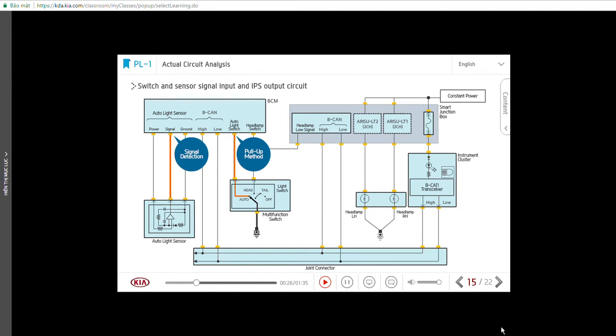When the auto light sensor value is 1.8 volts or below, the BCM determines that it needs to operate the headlamp. When the conditions are met, the BCM sends the headlamp operation command to the SJB via BCAN. The SJB uses the IPS control according to the BCM command to turn on the headlamp.